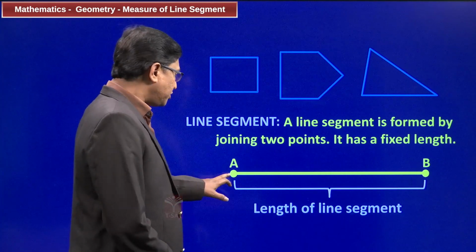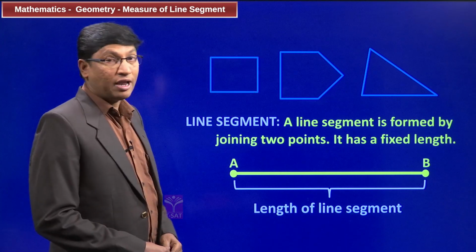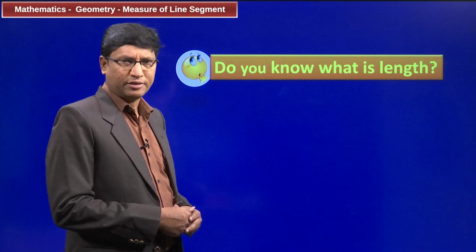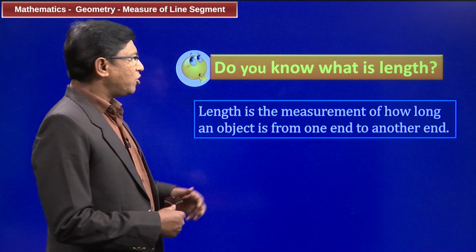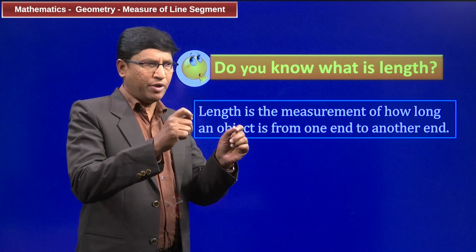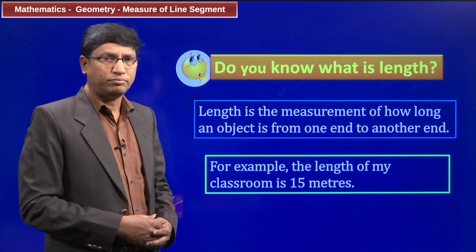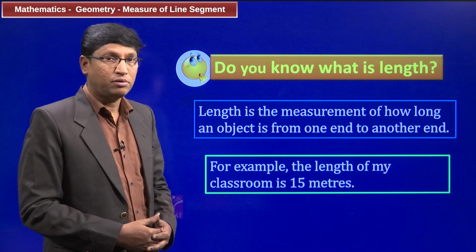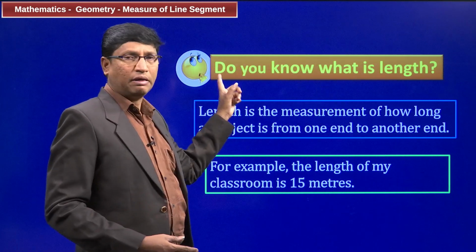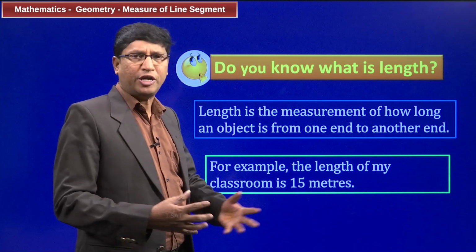Now, this distance from point A to point B is known as the length of the line segment. Do you know what actually a length is? What do you mean by length? Length is nothing but the measurement of how long an object is from one point to another point. For example, the length of your classroom may be some 15 meters, or the length of this box may be some 15 to 20 centimeters.